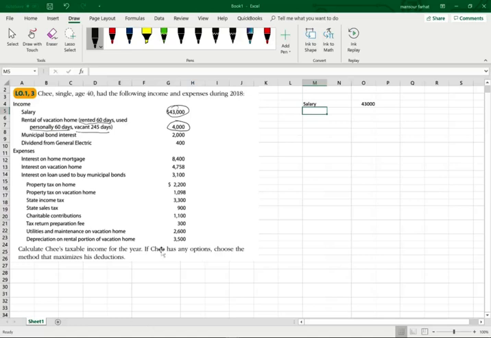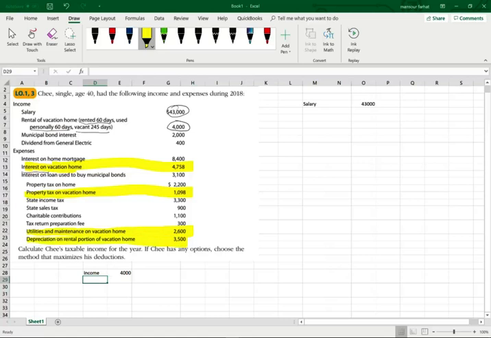So simply put, think about it as if we're preparing a schedule for this rental property, and we're going to start with 4,000 of income. Now we're going to determine what expenses we have for this property. Well, interest on the home mortgage, that's not it. Interest on vacation home, so there we go. We have interest on the vacation home. We have taxes paid on the vacation home. We have utilities and maintenance on the vacation home, and we have depreciation on the vacation home. So those are our four expenses.